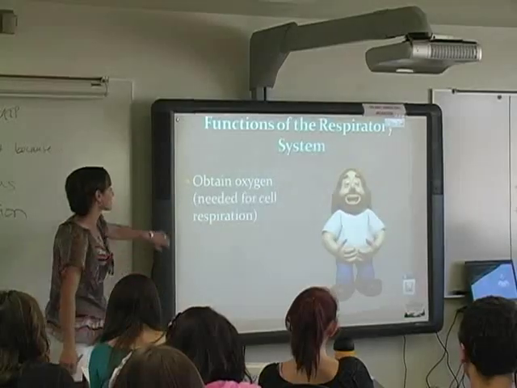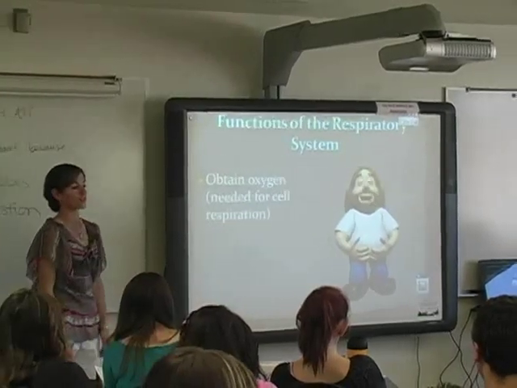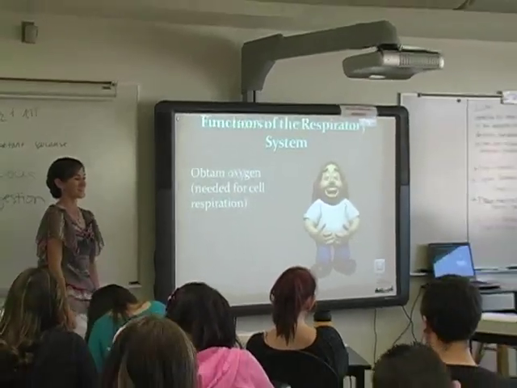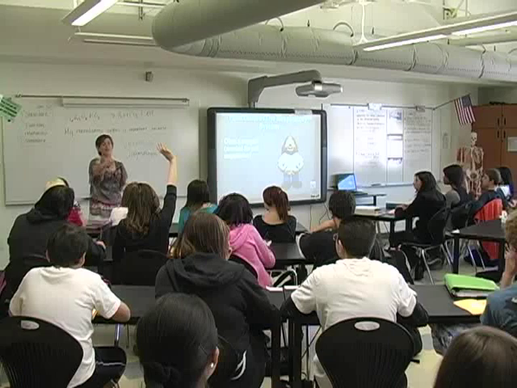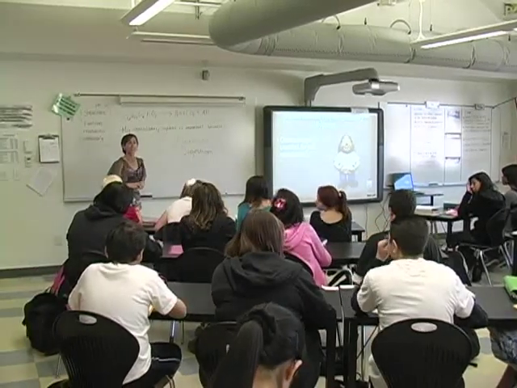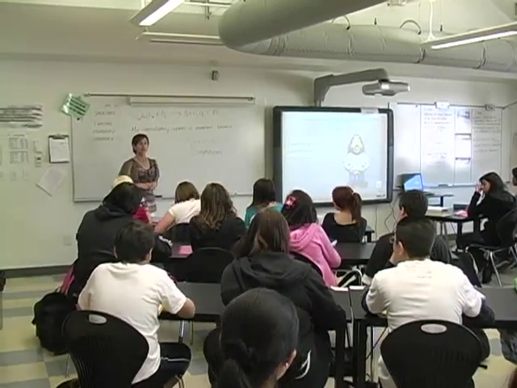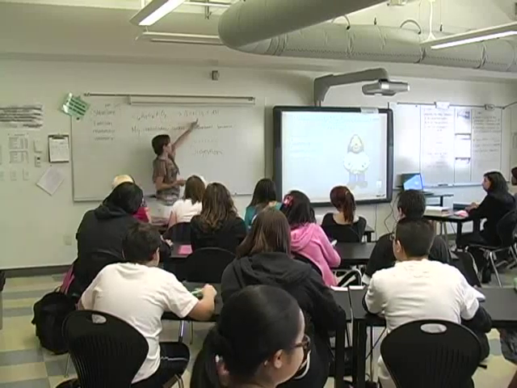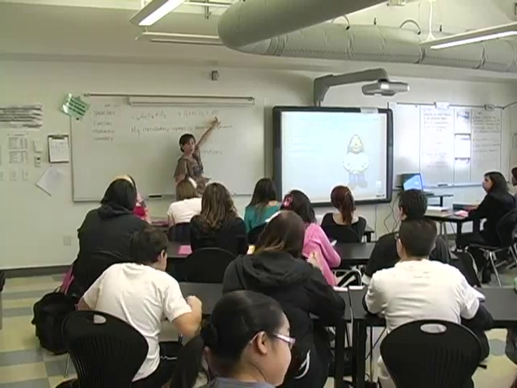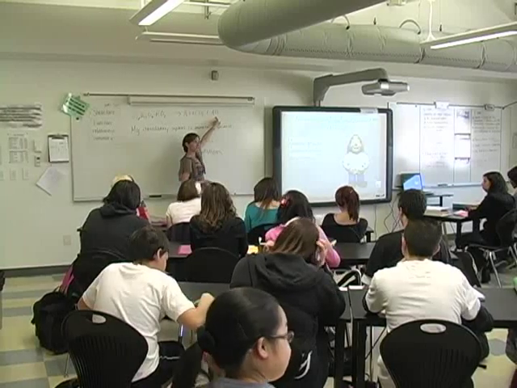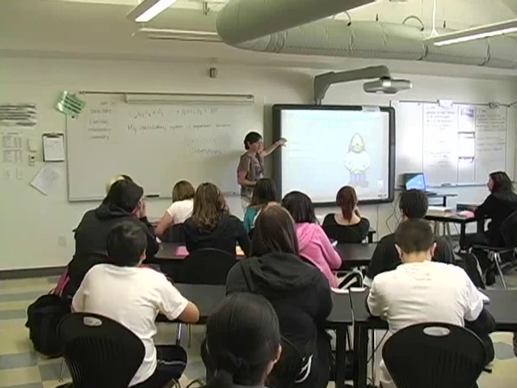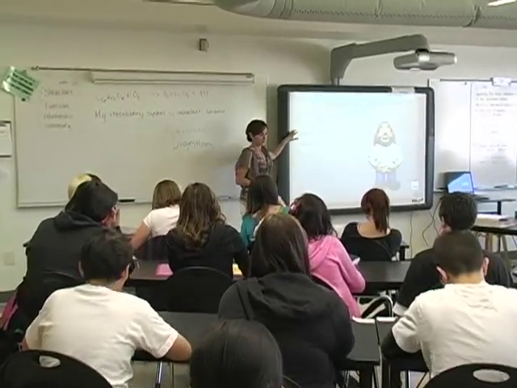Okay, so the first function is going to be to obtain oxygen needed for cell respiration. Mac, what's cell respiration? What do you think, Regina? Good. Cell respiration is when cells take in oxygen and also glucose, and they release carbon dioxide, but more importantly, they also make what? ATP. Good. And so all the oxygen needed for making ATP in the body is because of our great respiratory system.